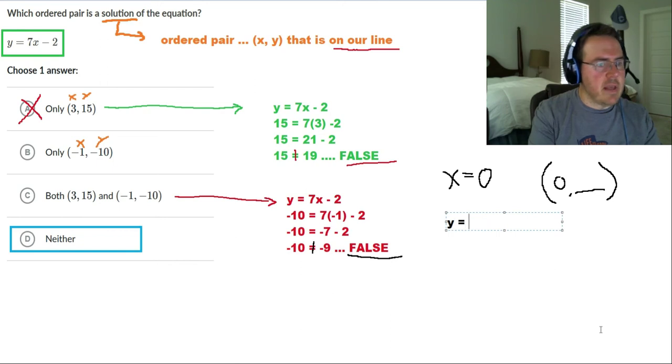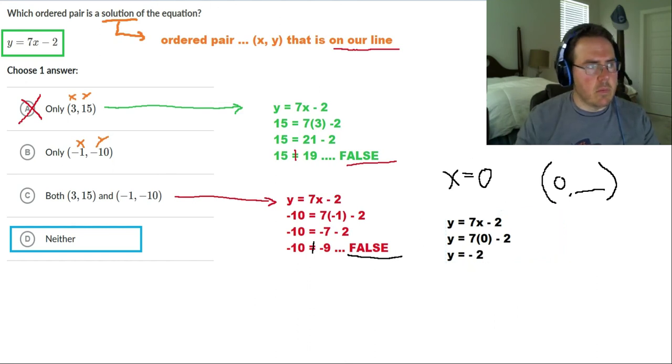y equals 7x minus 2. So that'd be y equals 7 times 0 minus 2. So y equals -2. So let's just say they gave us this at the beginning, okay?